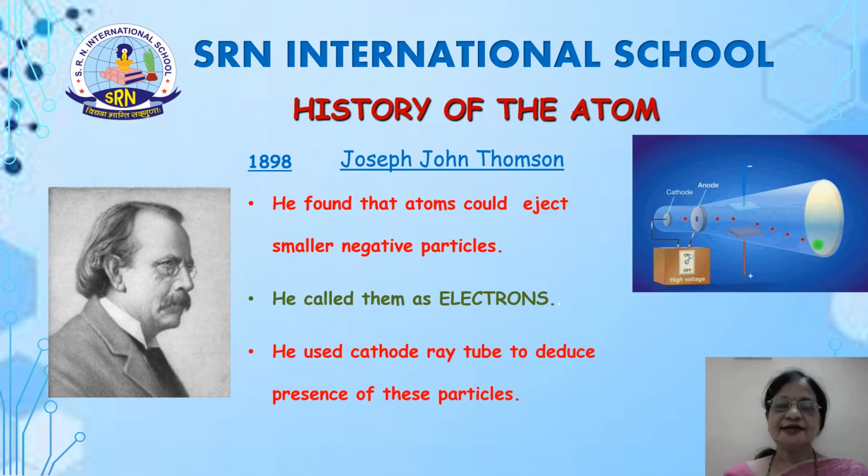It was in 1898 that Sir Joseph John Thomson, who was a British physicist and Nobel laureate in physics, was credited with the discovery of the electron, the first subatomic particle to be discovered. J. J. Thomson's experiment with the cathode ray tube showed that all atoms contain tiny negatively charged subatomic particles and he called them electrons.